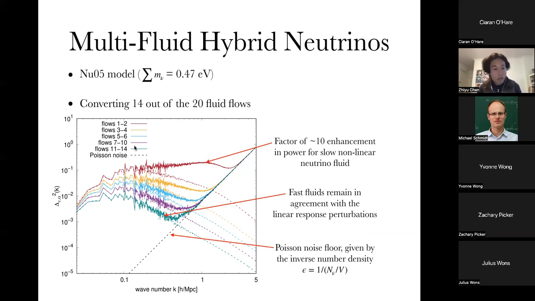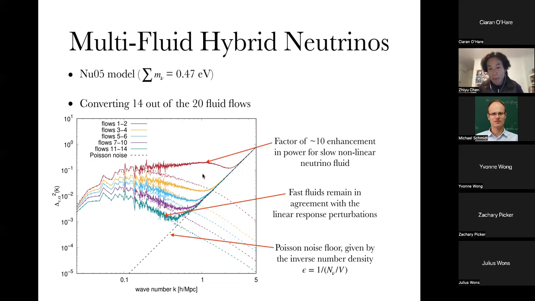And the faster ones, flows 11 to 14, these are at the tail end of the Fermi-Dirac. They do absolutely nothing. They just track exactly what the linear response is doing. In fact, the only thing that's different about them is that the Poisson noise floor kicks in a lot earlier. So they suffer from Poisson noise and don't offer anything. So you would not be converting these ones. But for the first six streams, you can see there are clear nonlinearity enhancements that you would be missing out on if you were to keep them as linear response neutrinos.